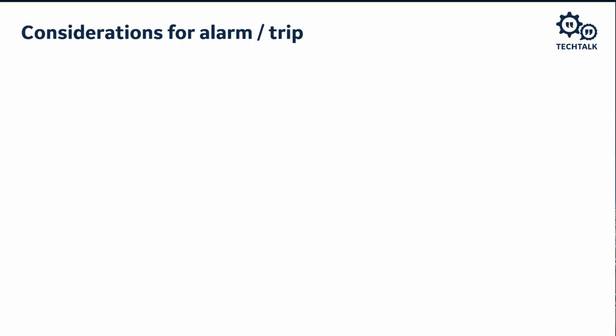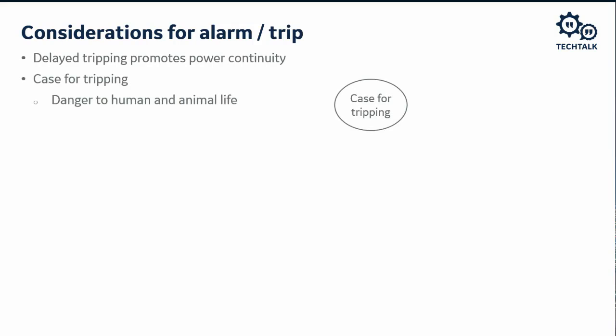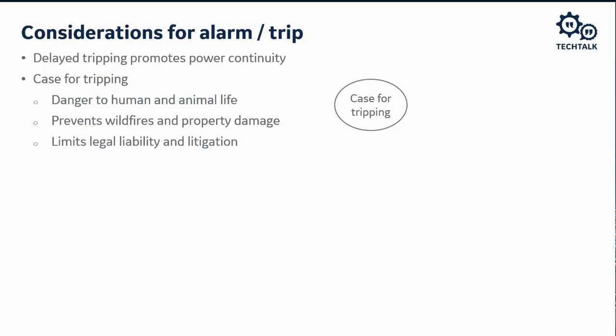Let's consider alarming and/or tripping for HIF events. It's not practical or advisable to trip the circuit quickly. Some delay is appropriate for power continuity. However, tripping decreases the danger to human and animal life and prevents wildfires and damage to property. In addition, tripping sooner limits legal liability and litigation, especially during wildfire conditions.